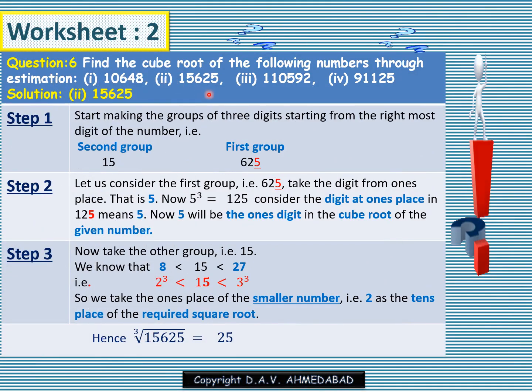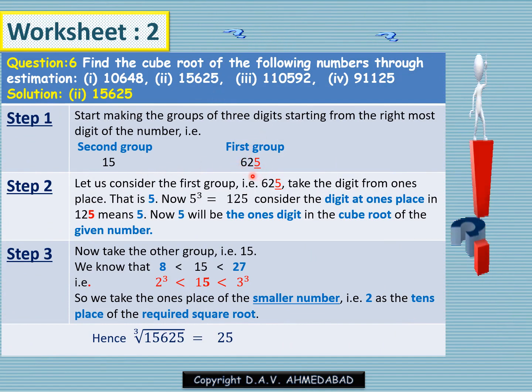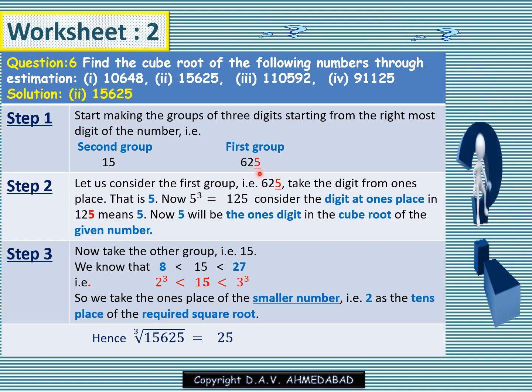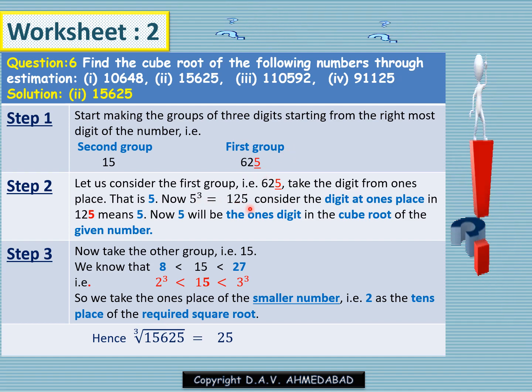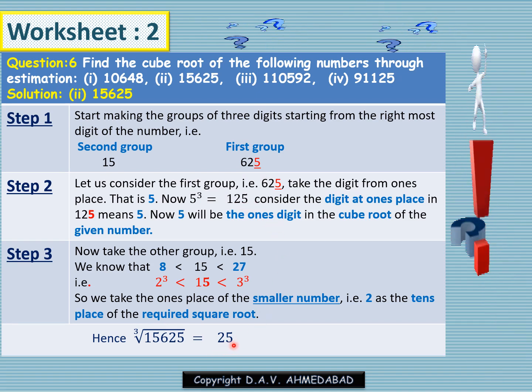Second part is 15,625. Again we will make two groups, children. First group is 625 and digit at ones place is 5. 5 cube is 125 and digit at ones place of 125 is 5. It means we will have 5 at unit place in our answer.